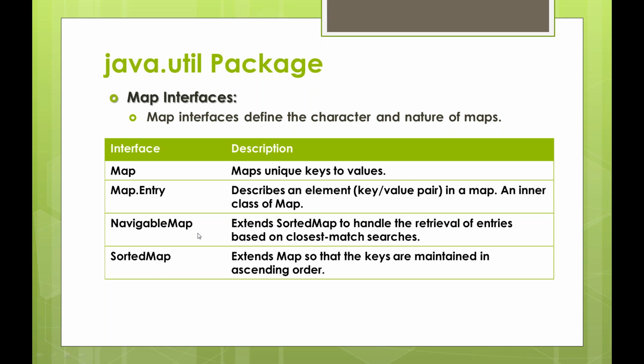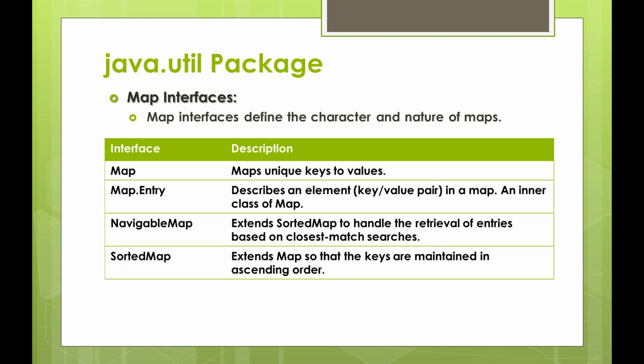And we have a navigable map, which extends a sorted map to handle retrieval of entries based on closest match searches. We'll discuss that. I would request all of you to try more examples on navigable map, and there is also navigable set, I guess, if I'm not wrong. Try those things and let me know if you have any questions.